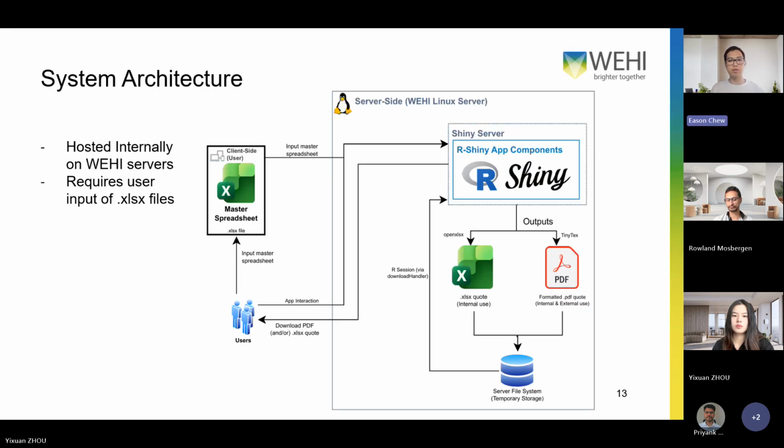Here we have a diagram showing the system architecture of our solution and how it interacts with other machines inside and outside the server. The solution will be hosted internally on WeHi servers, and the master spreadsheet can be downloaded directly from the app as a template. For the app to work, it requires the input of an Excel spreadsheet file, which is expected to be the master spreadsheet. And now I'll hand it off to Yishan for our app demonstration.